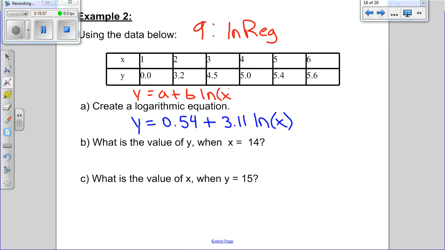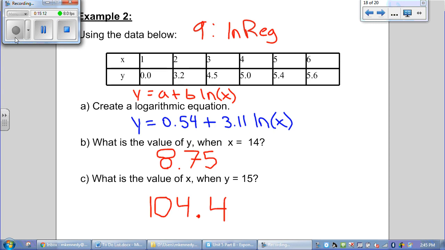Alright, so if you did your logarithmic regression, you should have got an equation that was close to 0.54 plus 3.11 natural log of x. Remember, natural log is just log base e. We write it ln because it's just shorter. To figure out the value of y when x equals 14, I graphed it, and then I went trace 14, enter.